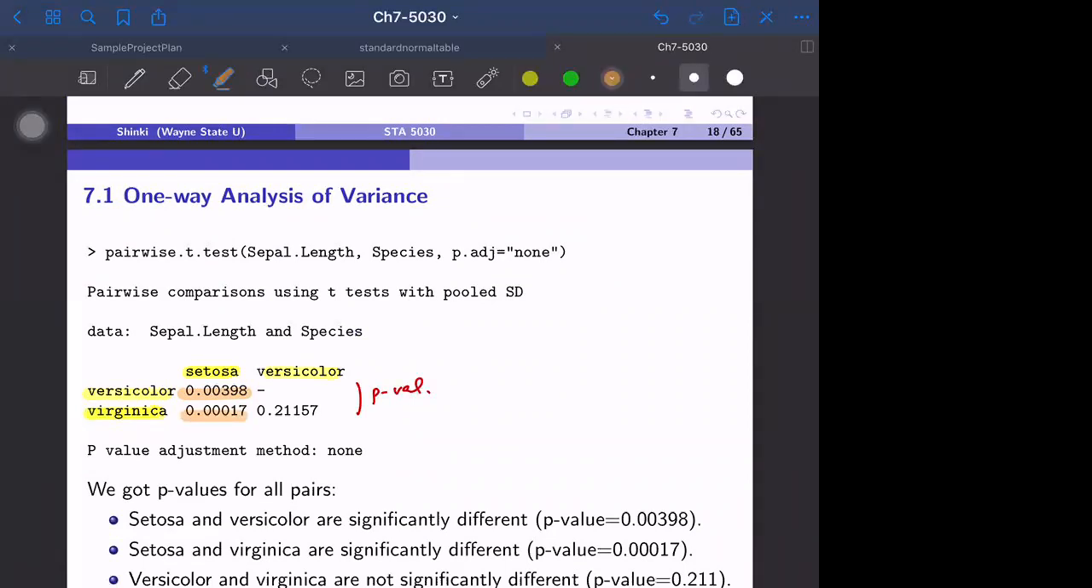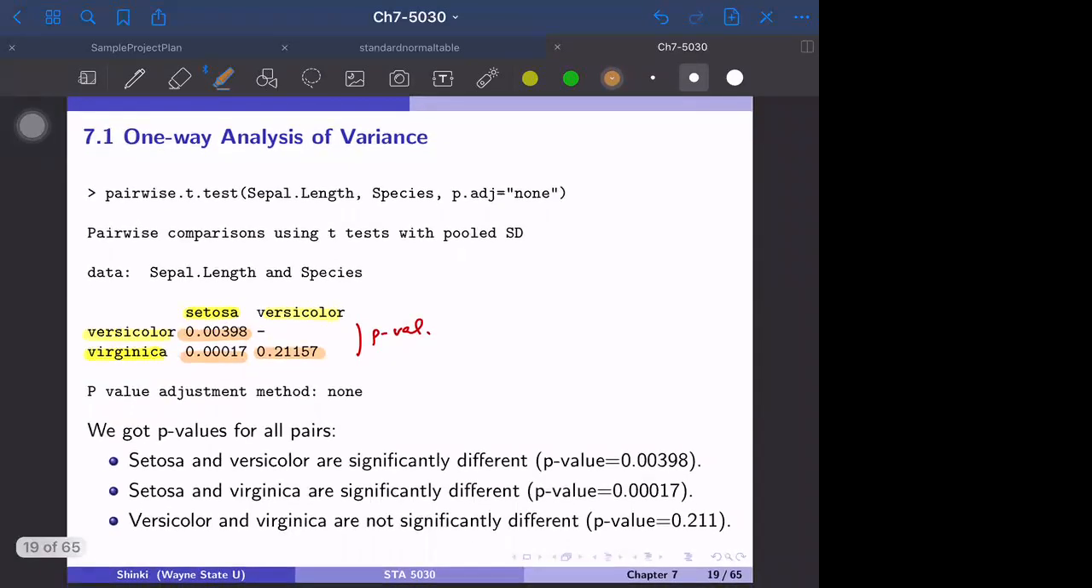Actually, the difference is larger in the previous box plot. For Versicolor and Virginica, the difference is not significant because the p-value is more than 0.05. And you can see a large overlap between these 2 groups.